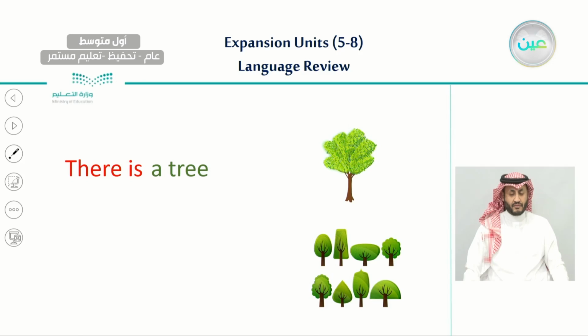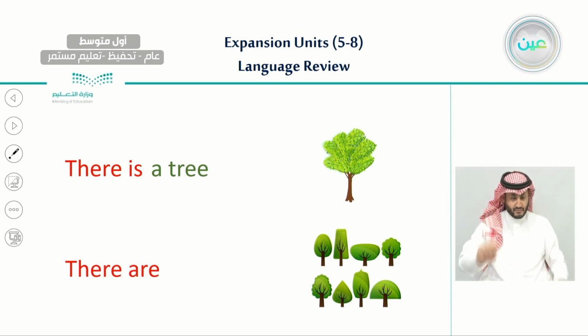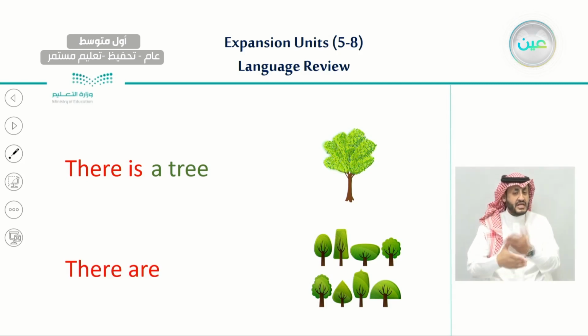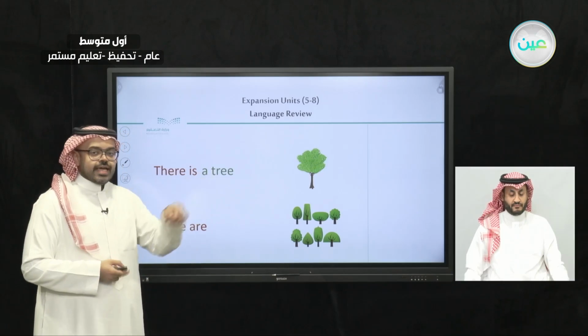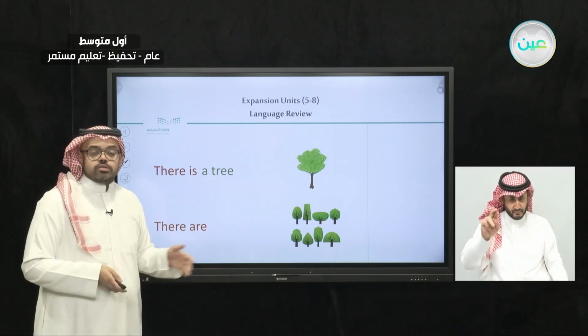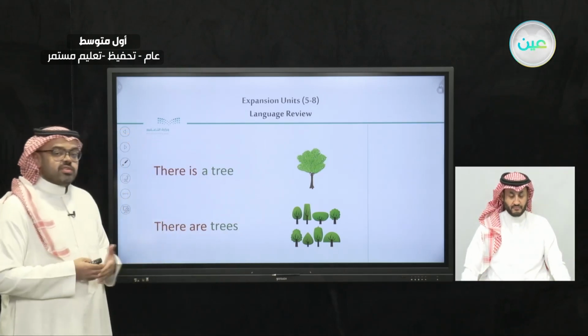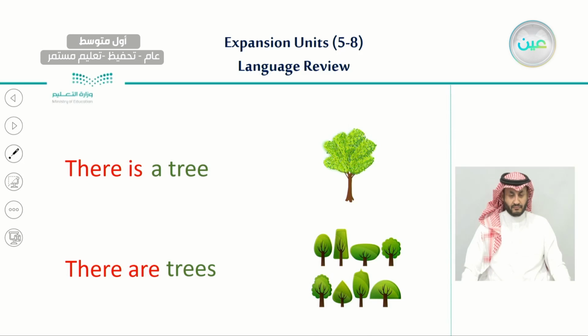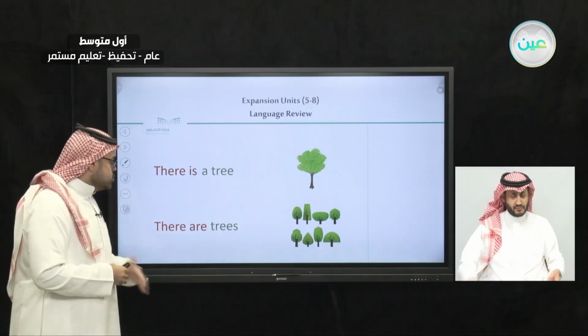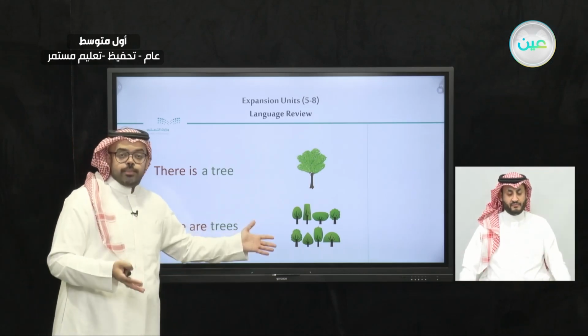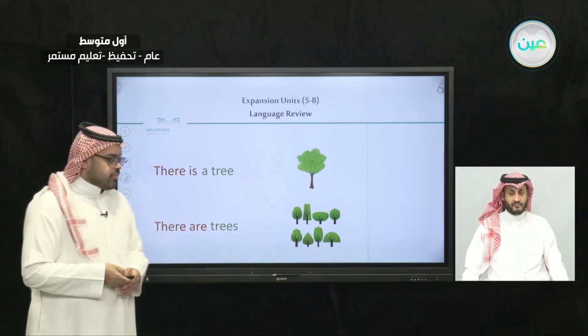So if we see, for example, a group of trees, not one, but more than one, we won't say there is, we would say, excellent, yes, there are. Why? Because it's not one, it's more than one. So if we are pointing at more than one tree, we would say there are trees. So a reminder that we use there is for only a singular, only one thing or one person, and we use there are for more than one person or more than one thing.